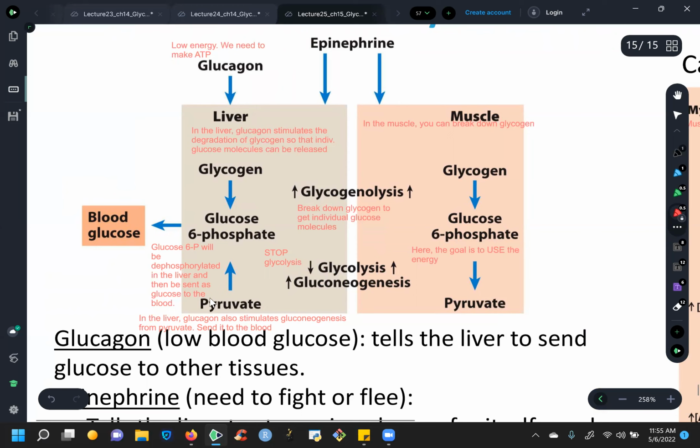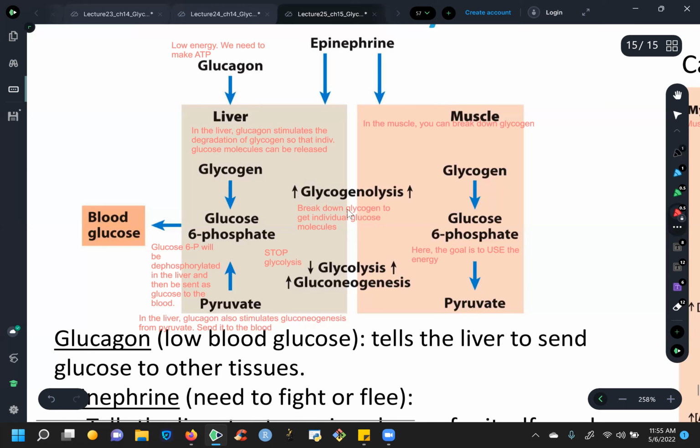So yeah, if your blood glucose is low, your body will do just about anything to make sure that it can give you more glucose. So you have pyruvate here that is being turned into glucose and then sent to the blood. And then glycogen is being broken down into glucose 6 phosphate, and then that is dephosphorylated before it's transferred to your blood. Then over here in the muscle, you can break down glycogen. Glycogen is broken down into glucose 6 phosphate, and here instead of transferring it to the blood, you want to use it. Here the goal is to use that energy. So you go down to pyruvate and then all that.